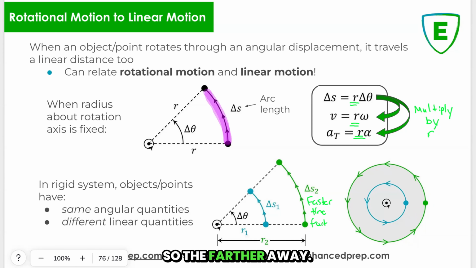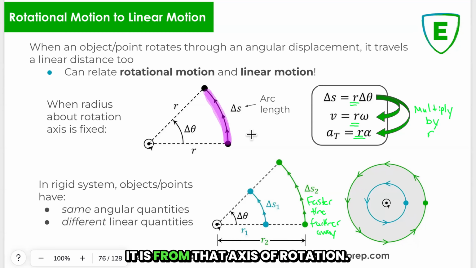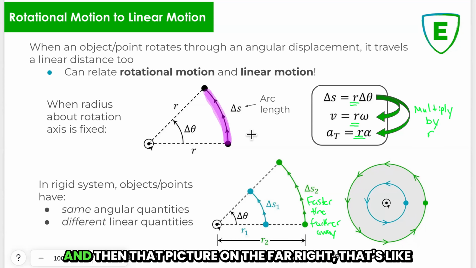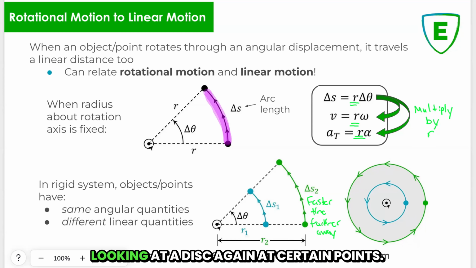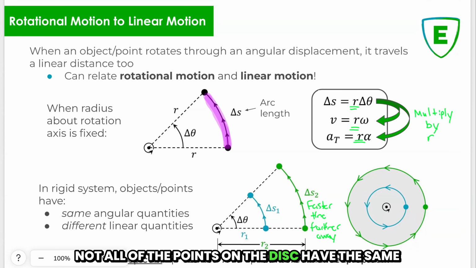So the farther away it is, okay, from that axis of rotation. And then that picture on the far right, that's like looking at a disk again at certain points. Not all of the points on the disk have the same linear speed or linear displacement moving through that circle.